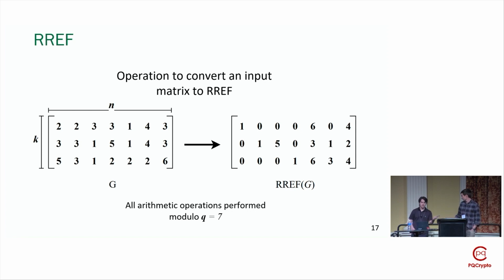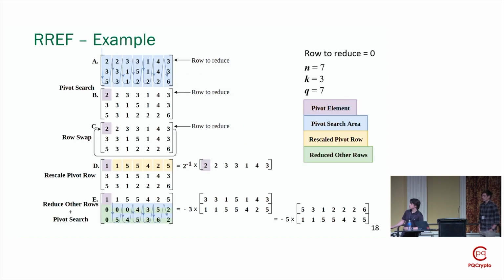Hi. For the RREF operation, we're converting a regular matrix into the row-reduced echelon form. Basically, the goal here is to find our pivots for each row and to convert them to a 1 and zeros above and below it. All of the arithmetic operations are going to be performed modulo Q, and in the example that I'm going to show, Q will be equal to 7, so it's easier to follow.